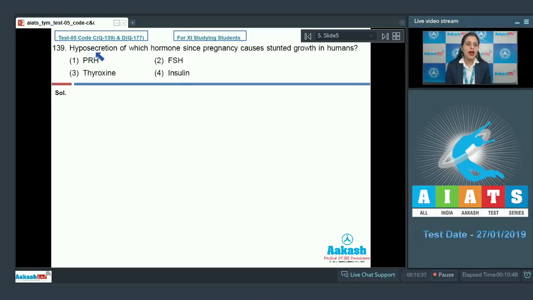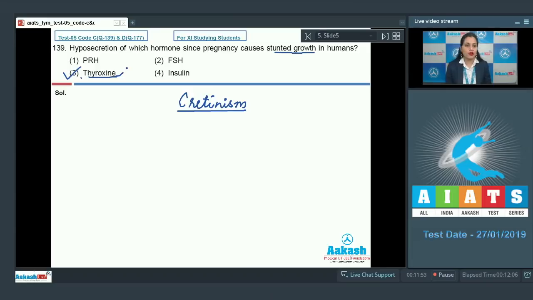Question number 139. Hyposecretion of which hormone since pregnancy causes stunted growth in humans? And the options are PRH, FSH, thyroxine and insulin. And the correct answer to this question is option number 3, that is thyroxine. Thyroxine is a hormone which is released from thyroid gland, and its deficiency during intrauterine life causes cretinism, characterized by stunted growth, mental retardation and deaf mutism. So the correct answer is option number 3.